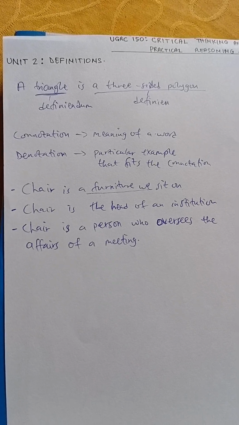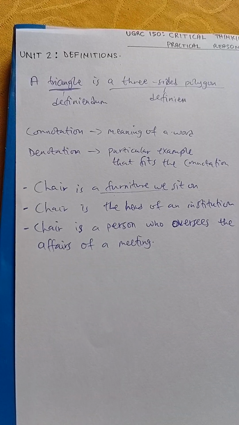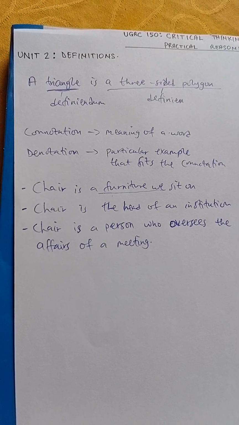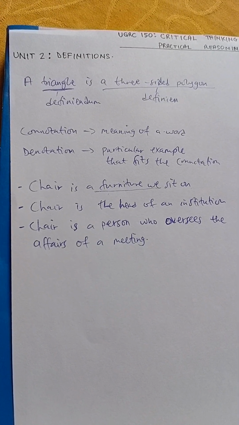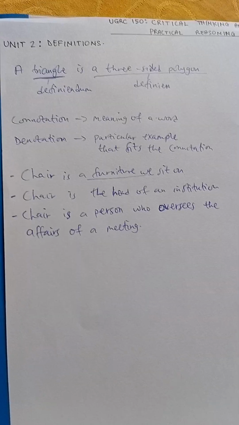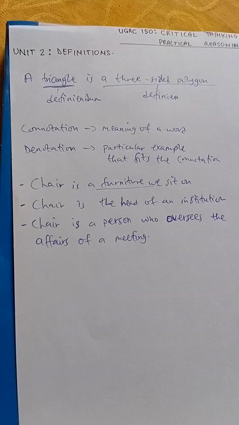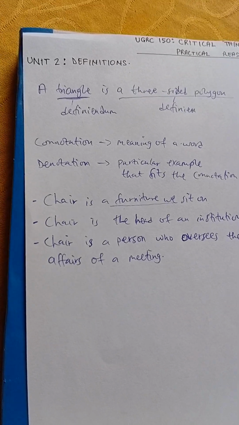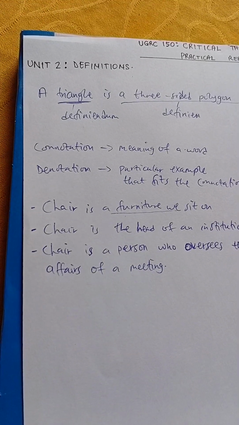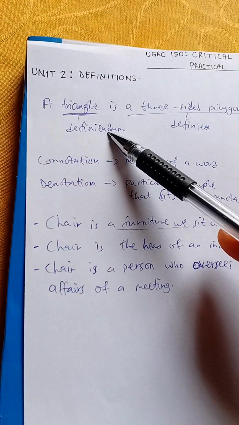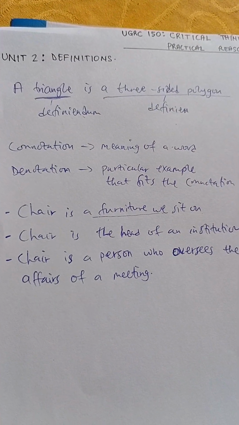UGRC 150, Critical Thinking and Practical Reasoning, Unit 2, Definitions. In Unit 1, we looked at definitions and we saw the parts of a definition, which is the definiendum and the definition. We said that the definiendum is a word being defined, and the definition refers to the rest of the words that explain it. So we have this example: a triangle is a three-sided polygon. The triangle is the definiendum, and a three-sided polygon forms the definition.